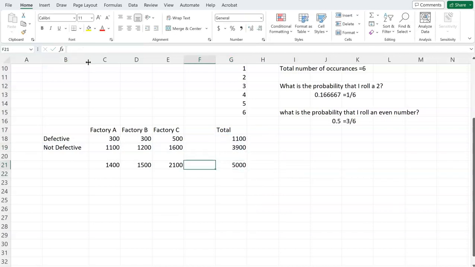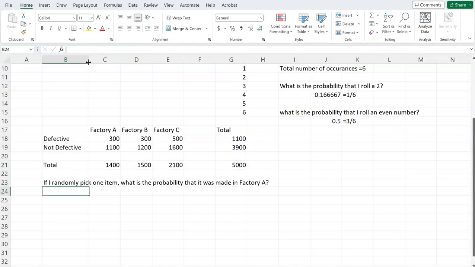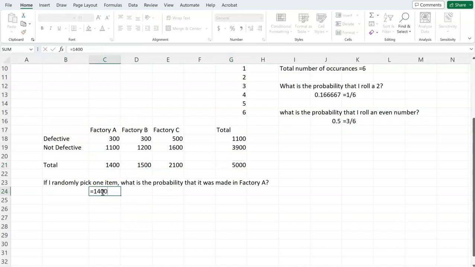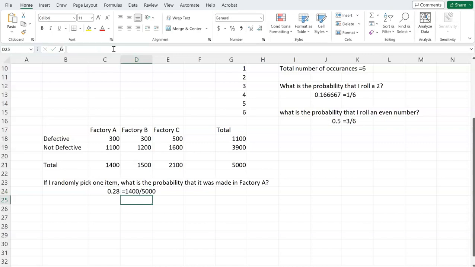But the total is 5,000. So a simple probability would be, if I randomly pick one item, what is the probability that it was made in factory A? Now the total production of factory A is 1,400. There's a total of 5,000 produced. So I will say it is 1,400 divided by 5,000, which is 0.28. So if I randomly pick one of the output, there's a 0.28 or 28% probability that it was made in factory A.